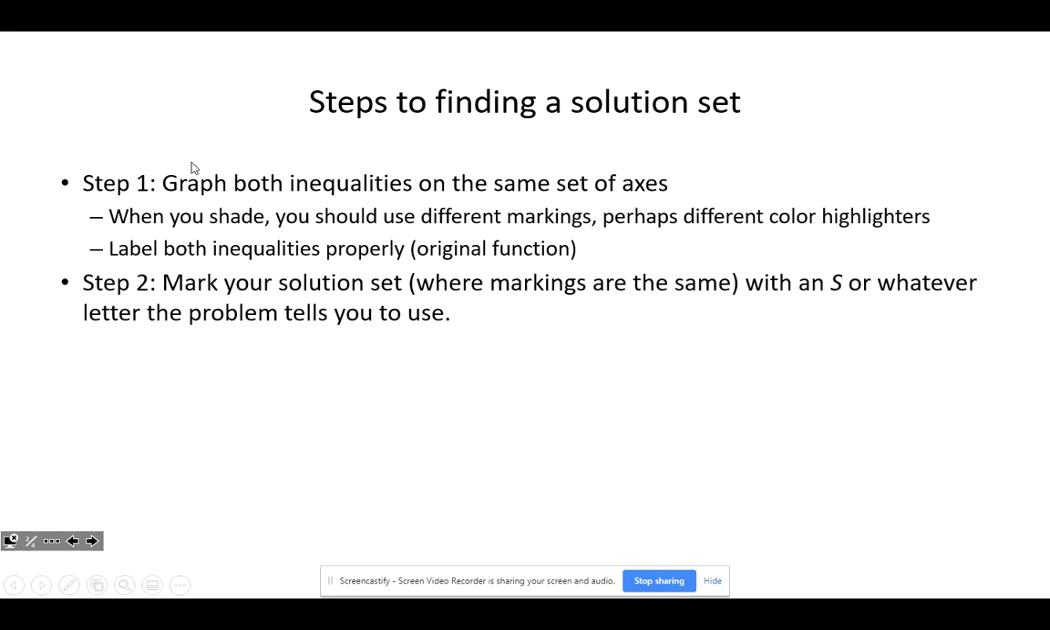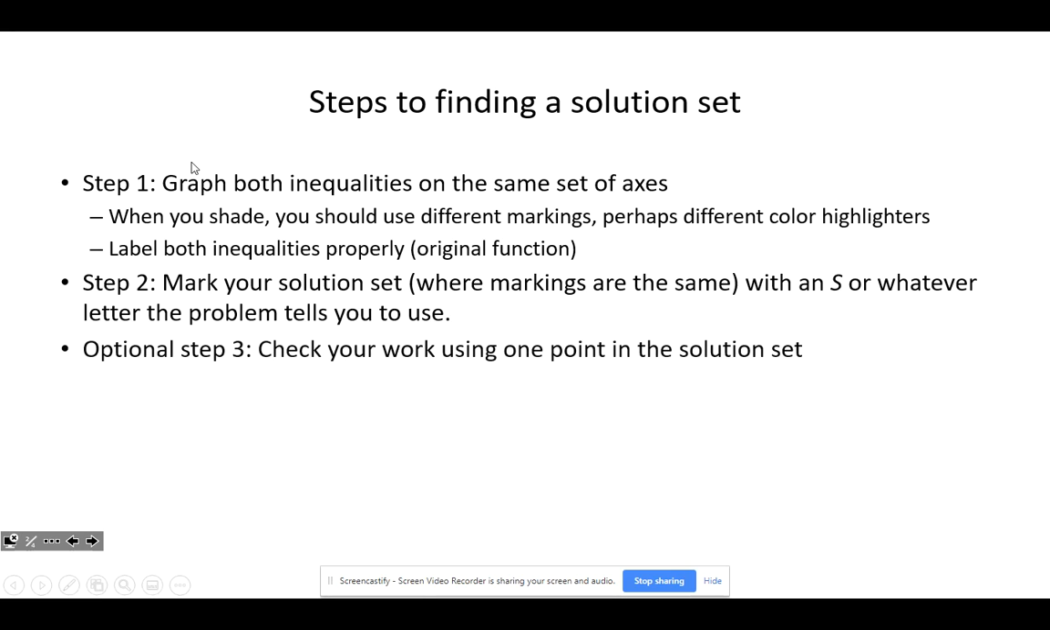Step 2 is to mark your solution set wherever the markings are the same with an S or whatever letter the problem tells you to use. Typically, they will tell you to use an S. An optional step 3 would be to check your work using one of the points in the solution set. Take one of the points in the solution set and test it in both inequalities to make sure that it is a true statement for both.